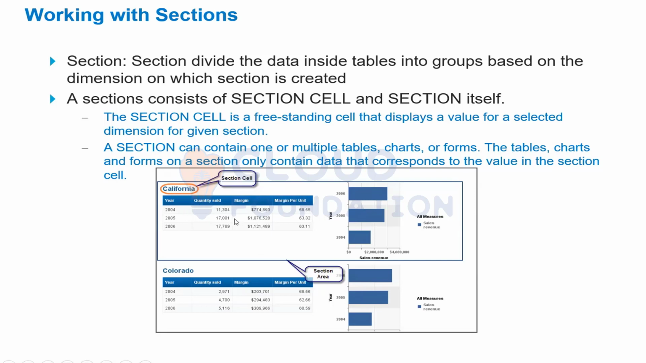So here we have one table and one chart. They only contain the data for the section cell value. Here California is there, right? So it is only representing the data for California. The section below is representing the data for Colorado. So we can segregate the data based on some particular dimension by creating a section like this.